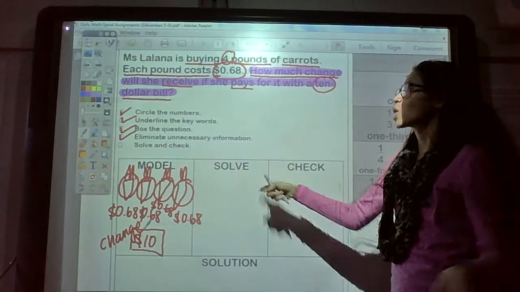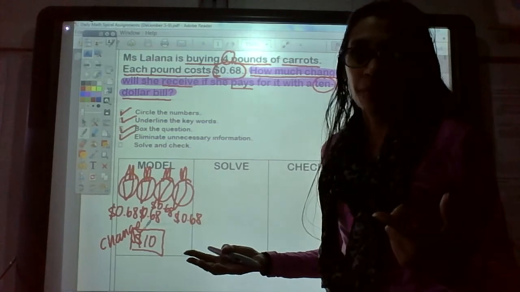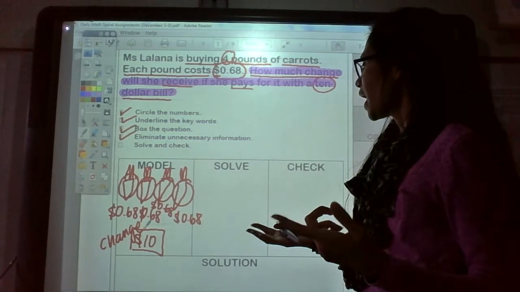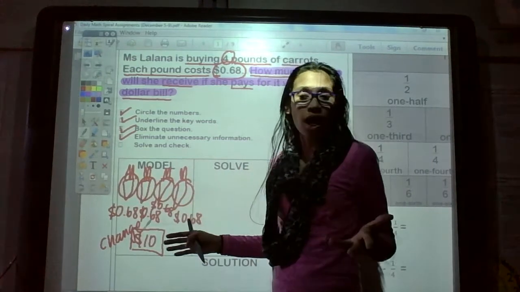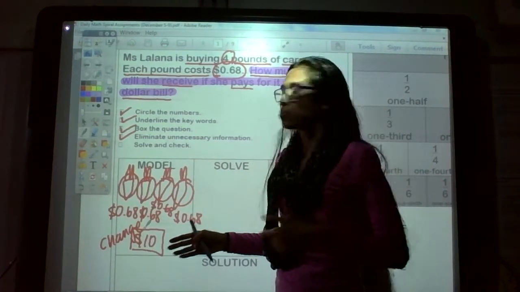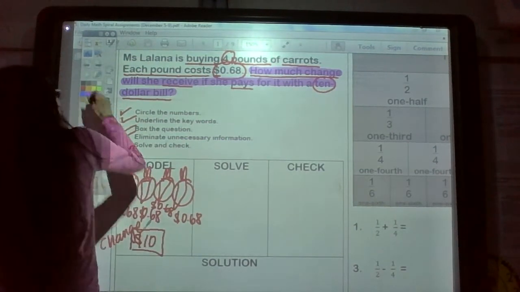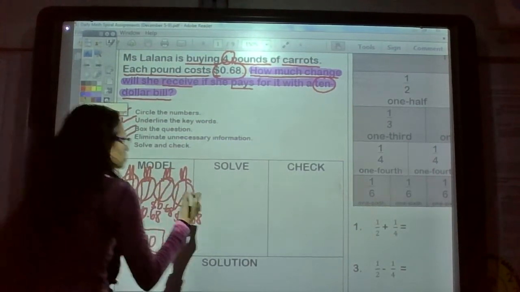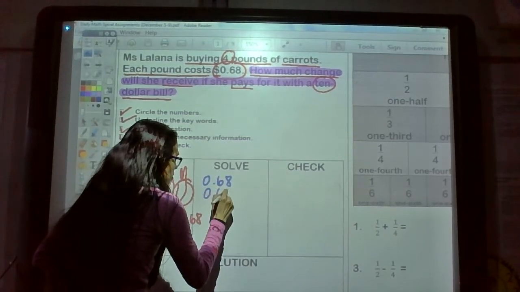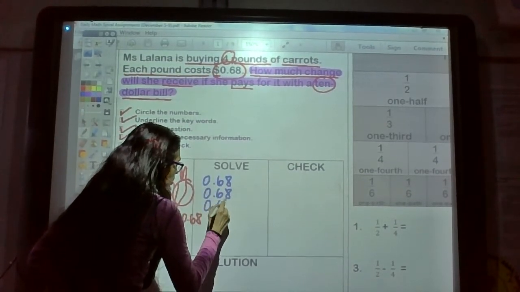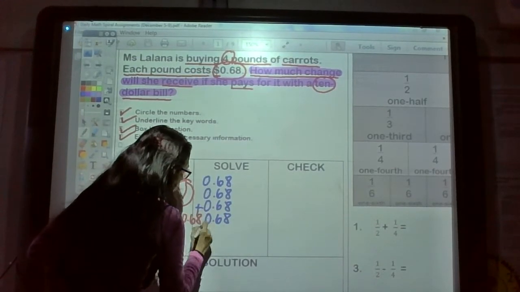The next one, to solve it, so this is a multi-step problem. What is the first thing I have to do? I need to add 68 cents 4 times or multiply it by 4. Which one do you want to do? Let's do both ways. Let me change my pen color. 68, 68, 68. All right, we're going to add that together.